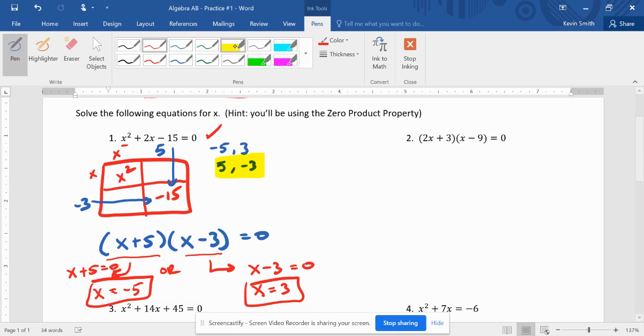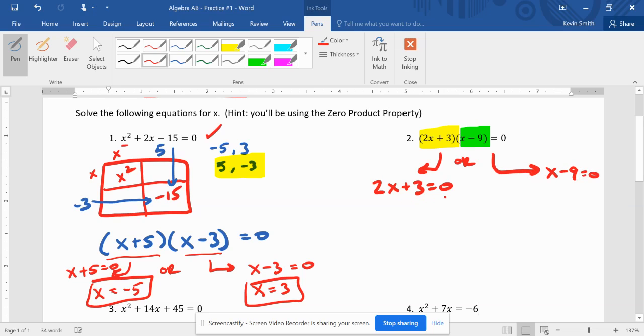This one is already set up where we have two products being multiplied together and it's set equal to 0. So we can instantly just hop into the zero product property where either 2x plus 3 equals 0 or x minus 9 equals 0. So we'll solve this for x. Subtract 3. 2x equals negative 3, divided by 2. X equals negative 3 halves. We can just leave it as a fraction, that's fine.